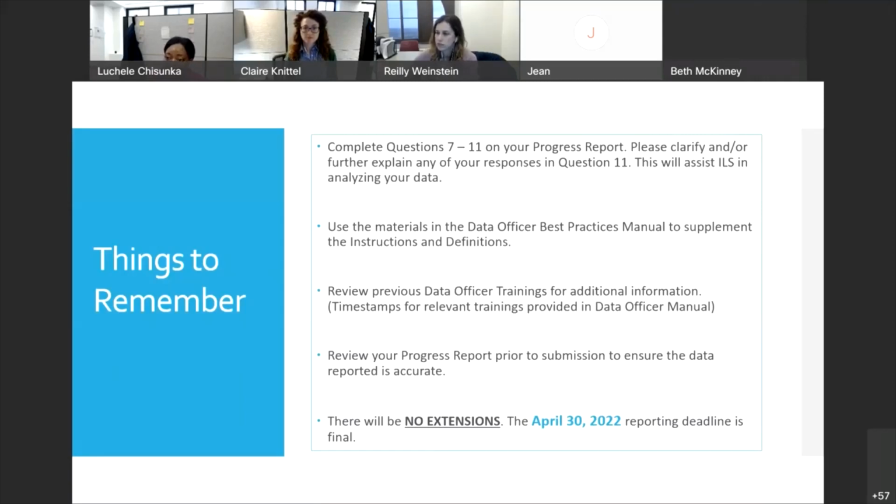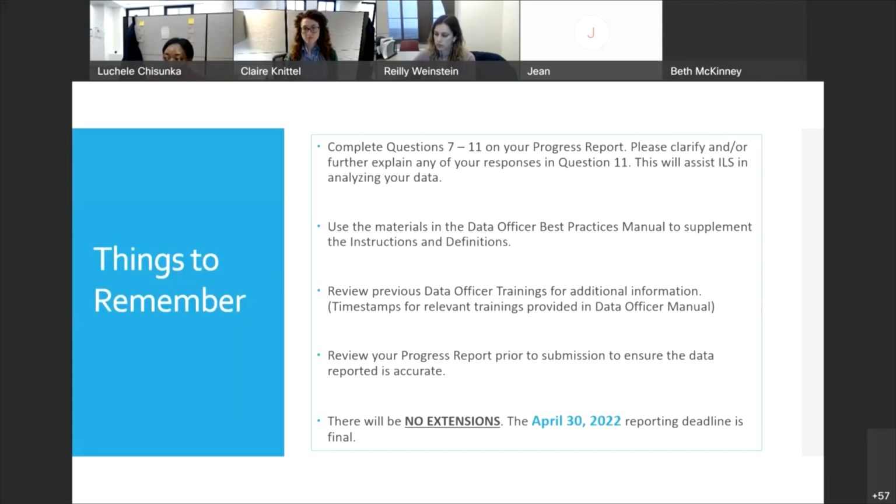If you reported an attorney on a previous report or you have something that you want to expand on from one of the questions, in question number 11, you can say, for question number 2, this is the reason why I reported X, Y, and Z. You can put that information in question number 11. It really assists us as we go through after you submit your report in analyzing your data.